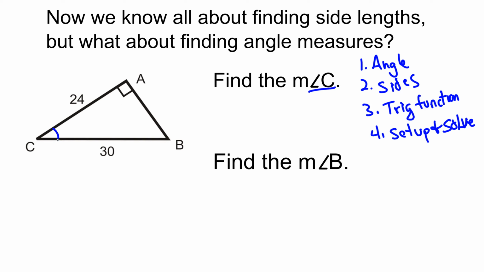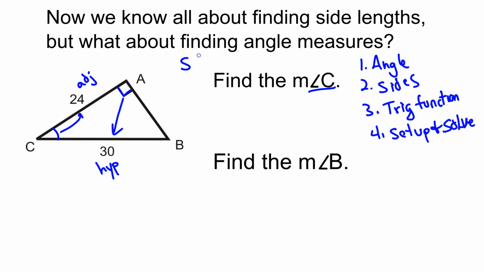Step 2, identify the sides. So let's take a look. From angle C, the sides we're given are this 24 and that 30. 30 is opposite the right angle. 24 is right next to C, so that must be the adjacent side. And 30 is opposite that right angle, so it must be the hypotenuse. So now I've done step 1, and step 2 is identifying the sides. We did that. So now we need to pick our trig function.